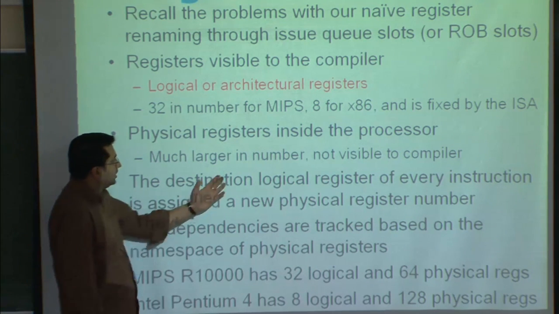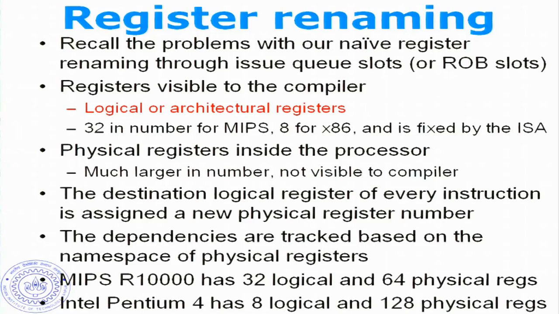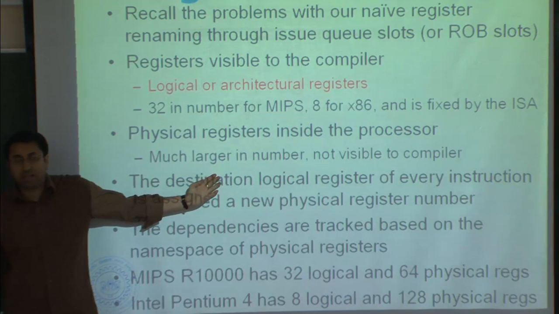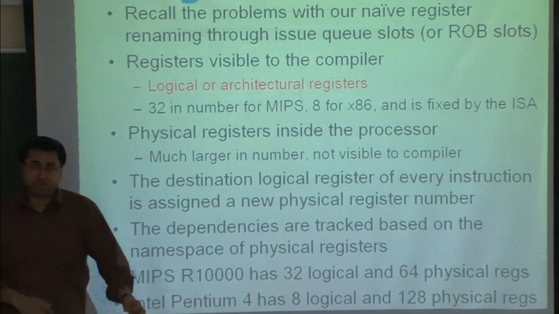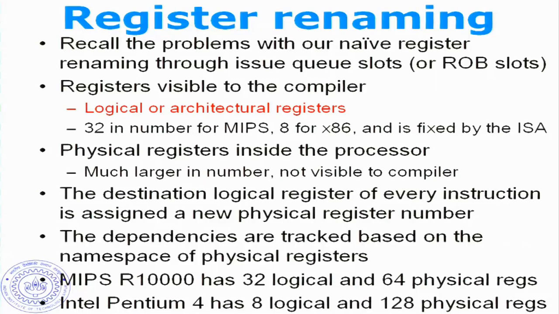But today's processors actually have a much larger number of physical registers inside the processor, which are not visible to the compiler. If you have that, then you have to establish the mapping, and the mapping changes over time. Which logical register maps to which physical register keeps on changing. And that's exactly the algorithm that defines register renaming. The destination logical register of every instruction is assigned a new physical register, just like assigning a Q slot ID. I'll pick up a free physical register and give it to the instruction target. The dependencies are tracked based on the namespace of physical registers only. There is no Q slot ID namespace.